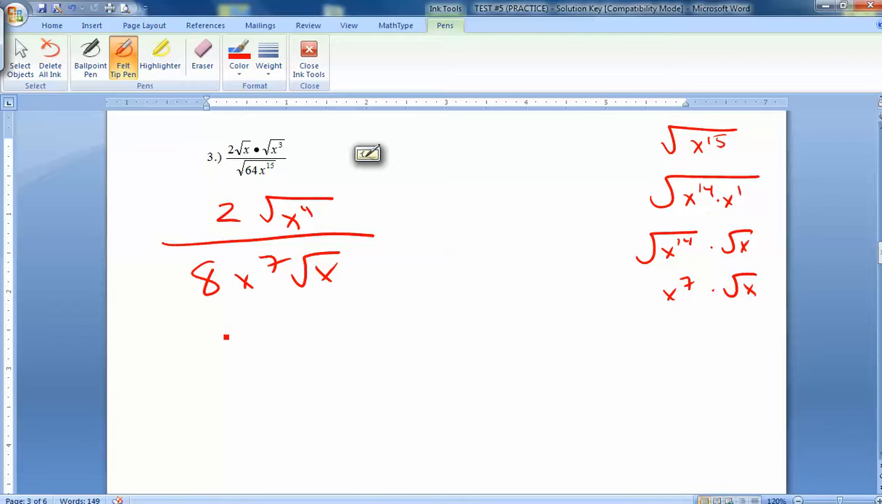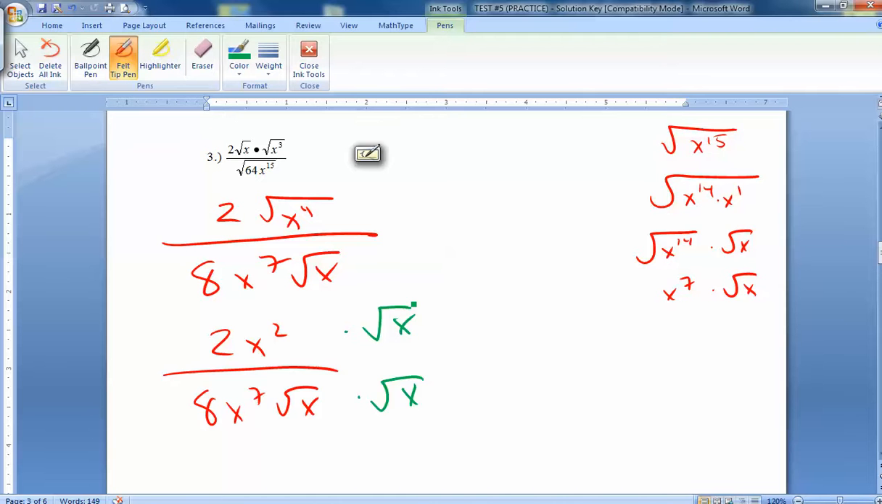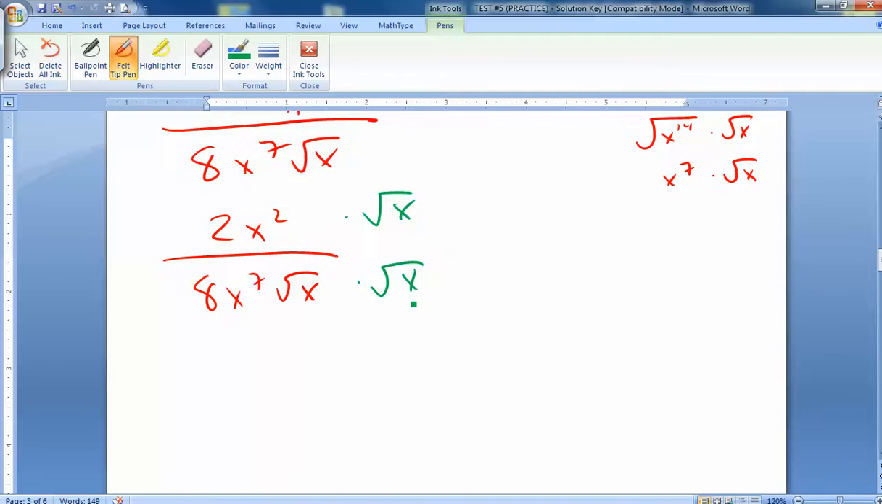If we keep going, you get 2x squared up top. And again, down below you got 8x to the 7th root x. You could simplify, or you can get rid of the radical. Doesn't matter what order you do that in. But let's say if we get rid of the radical first, then what's going to happen is we'll have 2x squared root x over 8x to the 8th. Why is it 8x to the 8th? Well, root x and root x is x, and x to the 7th times x gets us x to the 8th. Now we can simplify it.